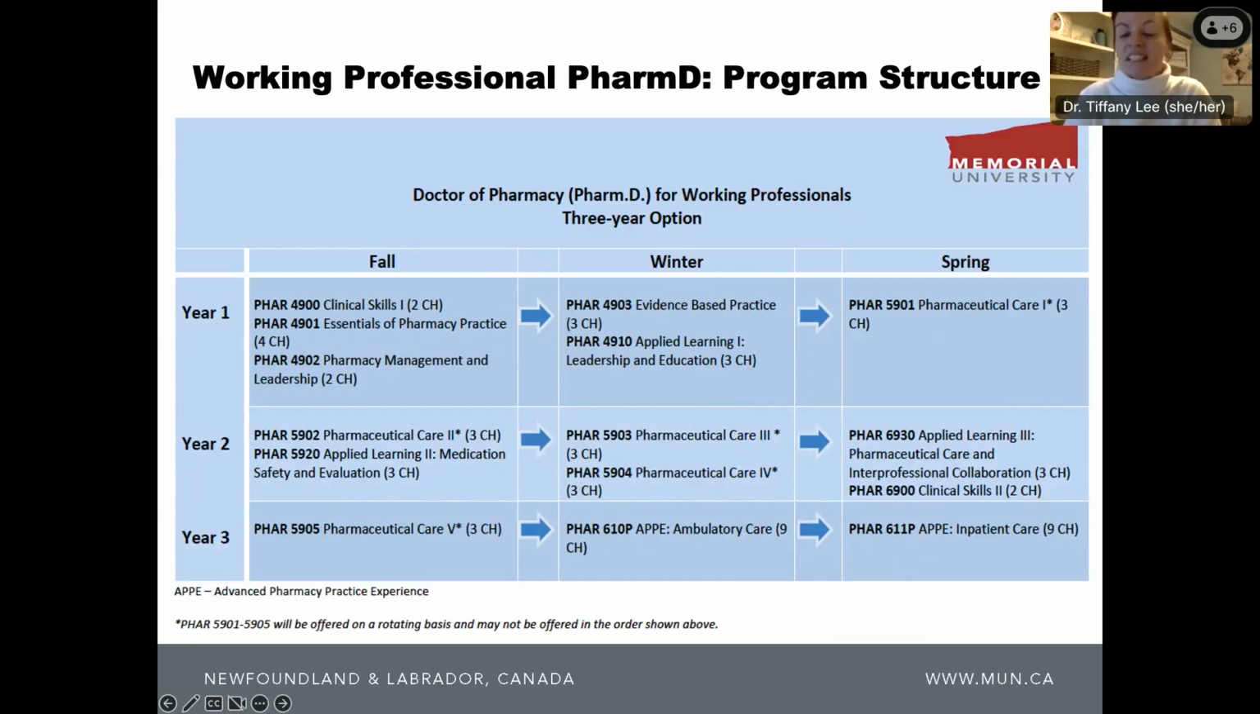Pharmacy 6930 is the third and final applied learning course in our curriculum. The applied learning courses are a part of our experiential learning curriculum. Because the students in our program are practicing pharmacists and part-time students, they get to apply what they learn at their practice site. Pharmacy 6930 is situated near the end of the program, the final applied learning course before students go out to complete their placements.